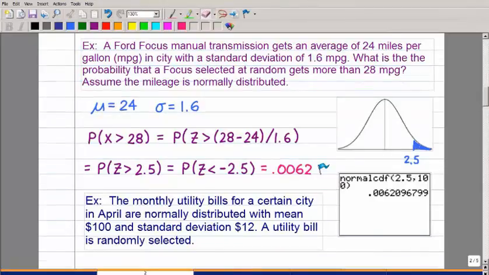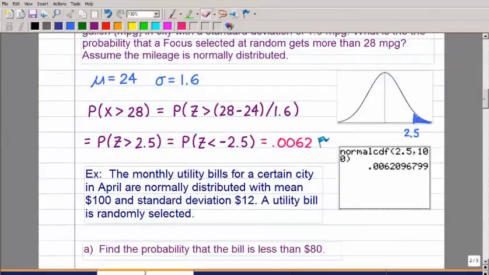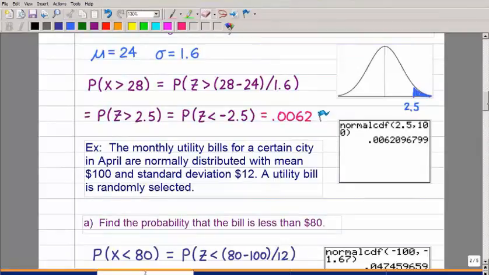So let's look at this next example. The monthly utility bills for a certain city in April are normally distributed with a mean of 100 and standard deviation 12. A utility bill is randomly selected. So we're going to pull one out and see what kind of question we have here. Find the probability that the bill is less than $80. So here's my probability statement. Probability that X is less than 80. That's pretty straightforward wording, I believe.